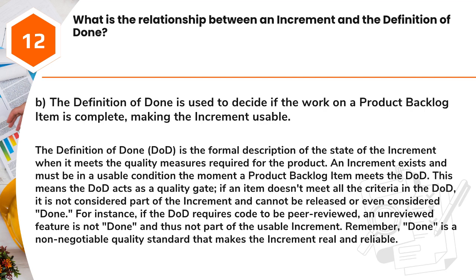If an item doesn't meet all the criteria in the DoD, it is not considered part of the increment and cannot be released or even considered done. For instance, if the DoD requires code to be peer-reviewed, an unreviewed feature is not done, and thus not part of the usable increment. Remember, done is a non-negotiable quality standard that makes the increment real and reliable.